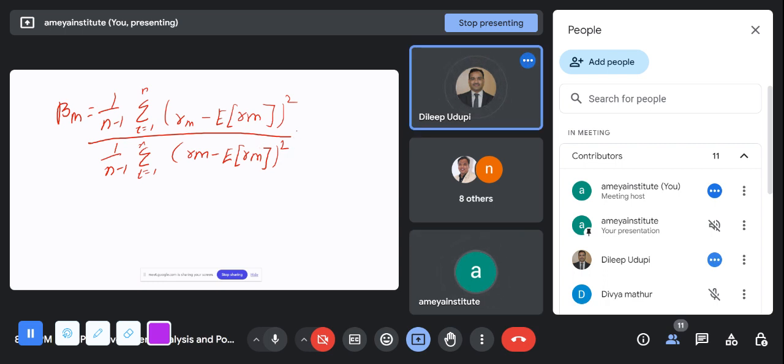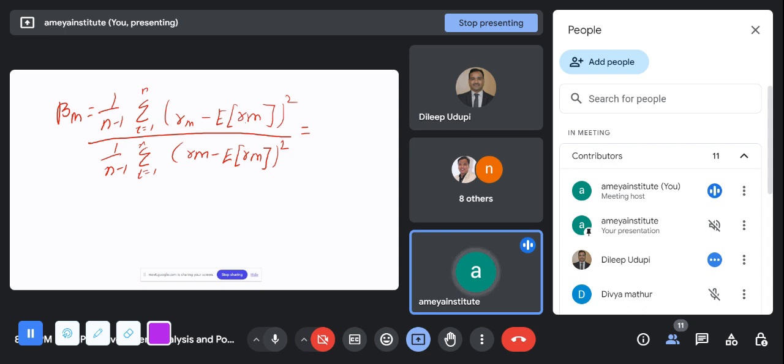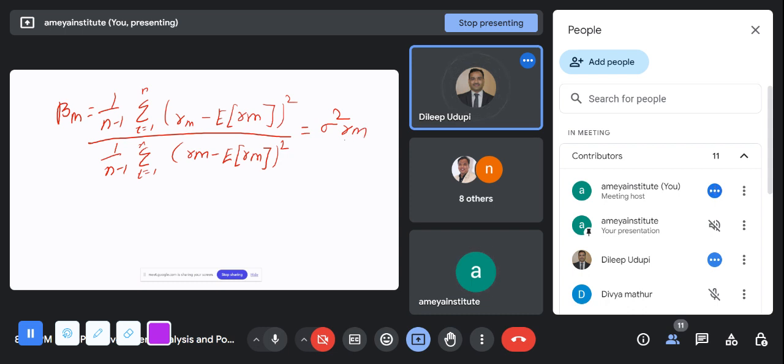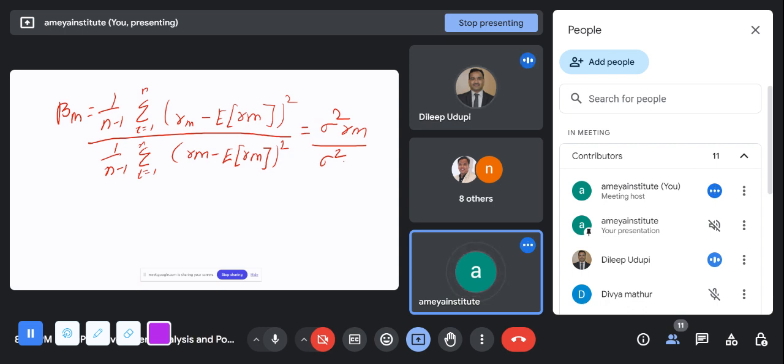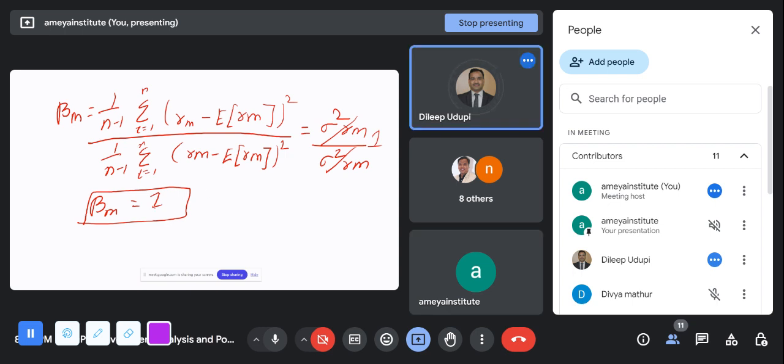Correct? So it means the numerator can be written as the square of Rm, divided by the denominator, which can also be written as the square of Rm. So variance of market divided by variance of market. Any variance divided by itself will become 1. So it means beta of market is always equal to how much? What is the beta of market? Is always equal to 1.